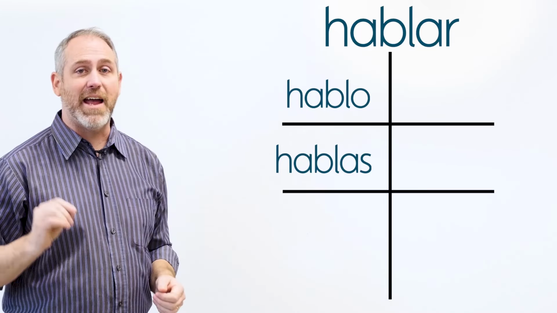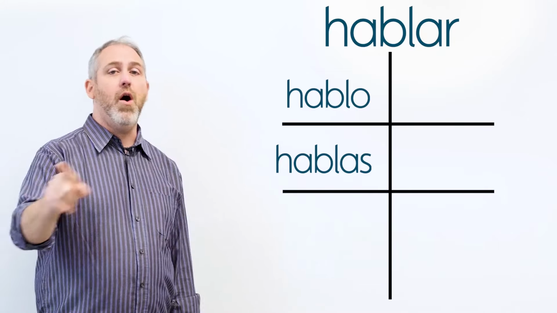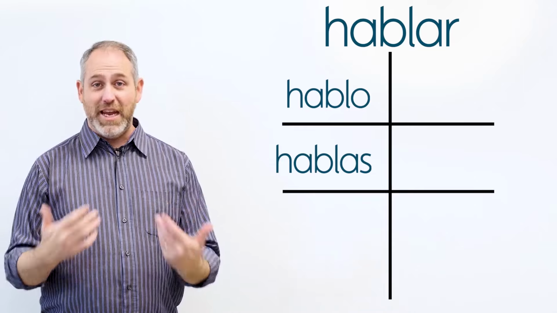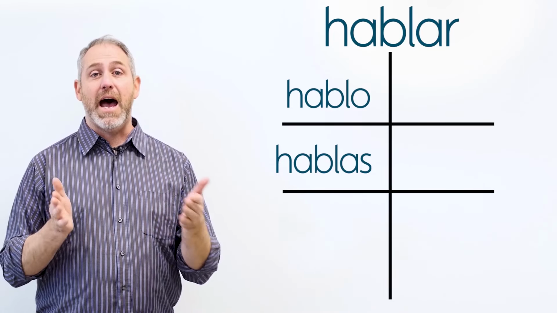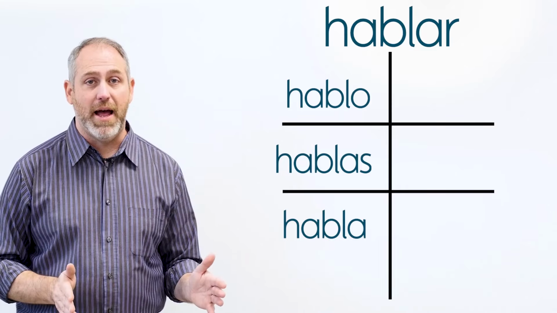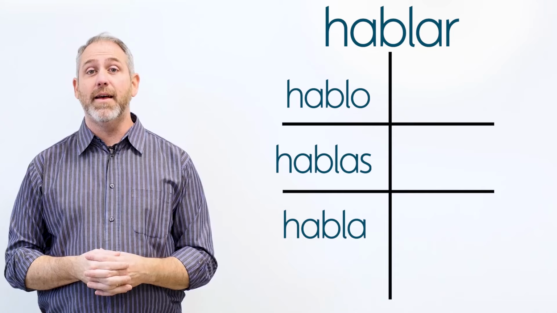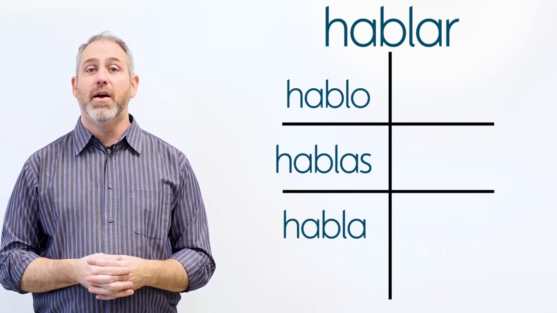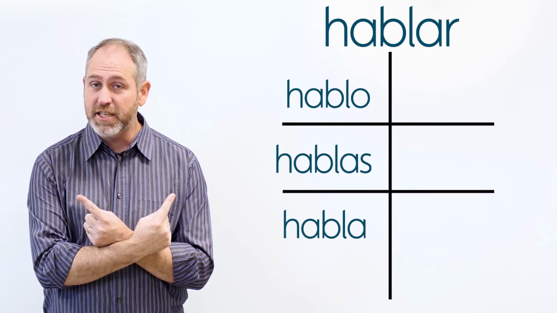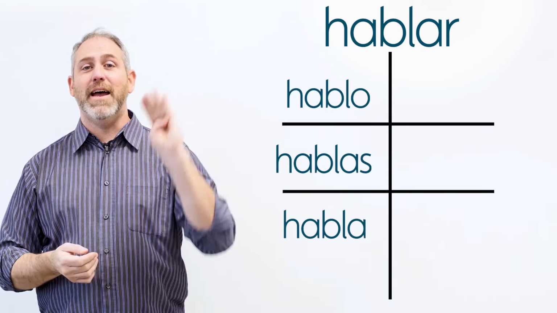All right, now look down here in the bottom left of the chart. We've got él, ella, and usted. The ending we put there was A. Those three all use the same ending. So he speaks, él habla. She speaks, ella habla. And if I want to be respectful, I can say usted habla. Or I can even flip it and make it a question. ¿Habla usted español?